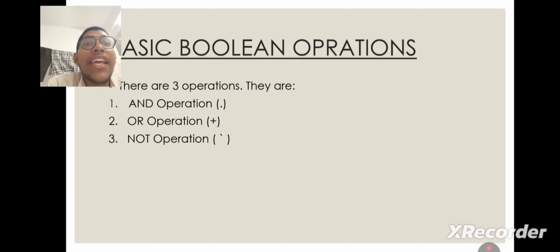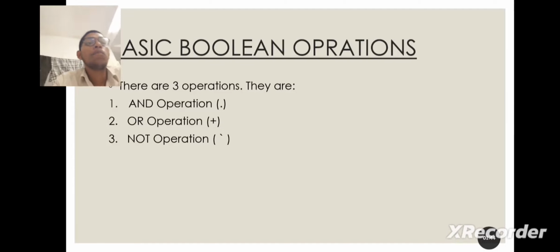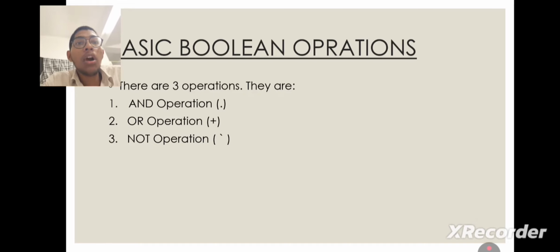Basic Boolean operations. There are three operations. They are AND operation, denoted by multiplication; OR operation, denoted by the symbol plus; and NOT operation, denoted by the inverted comma.